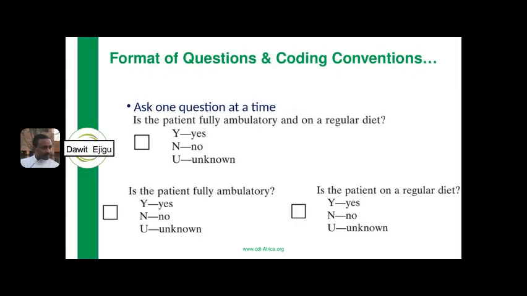We need to ask one question at a time. For example, in the first question here, is the patient fully ambulatory and on regular diet? So two questions are embedded. The first one is the fully ambulatory nature, and the second one is a regular diet. So if the form completer responds yes or no, we don't know to which one the person is responding. So these types of questions have to be broken down into two. The first part of the question will be, is the patient fully ambulatory, and the second part is going to be, is the patient on a regular diet.